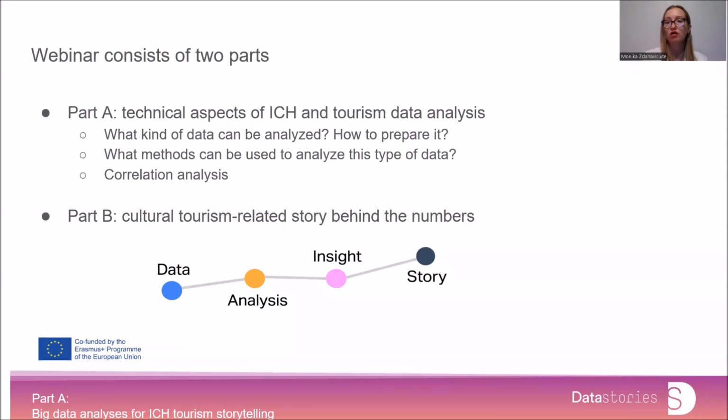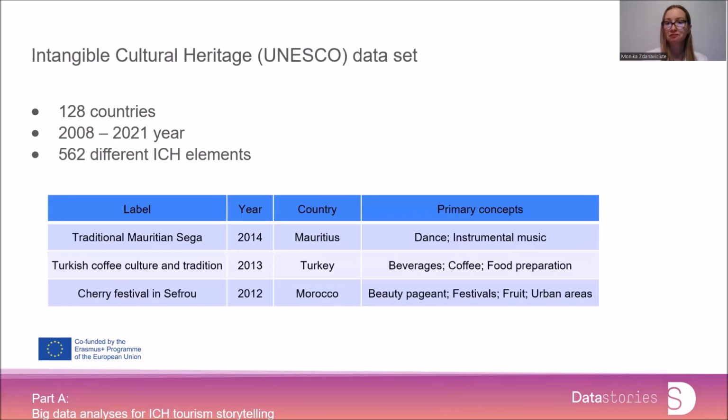I'll cover more of the technical aspects of data analysis, while in part B, the storytelling part will be explained. I'm going to talk about the data, how to prepare it, and what methods can be used to analyze this kind of data. And of course, I'll show you the analysis. In order to tell something about cultural tourism, we needed to find data that we can analyze and tell a story from. So in our case, we decided to analyze two datasets by combining them into one.